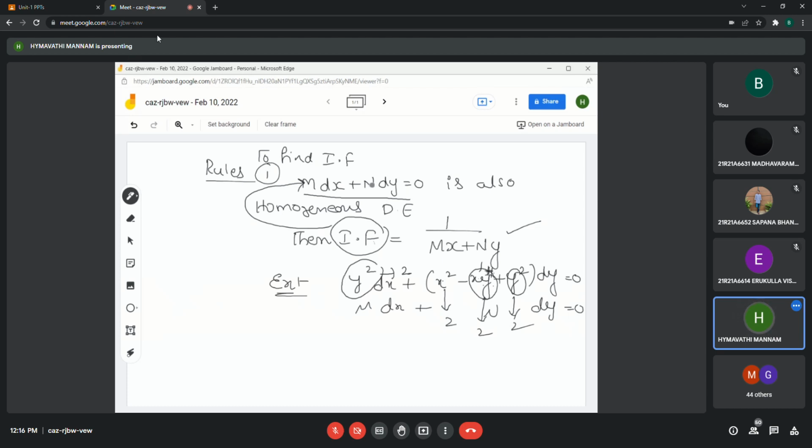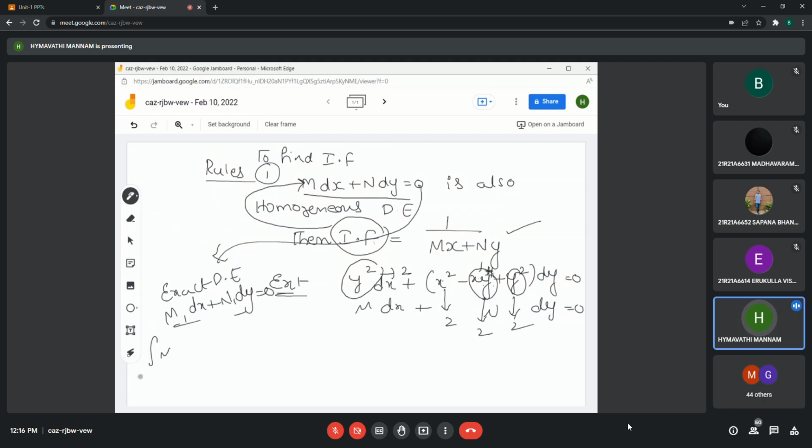Differential equation m dx plus n dy reduces to an exact differential equation. That exact differential equation, again, we write in the form m1 dx plus n1 dy is equal to 0. And again, you have to check whether this is exact or not. If it is an exact differential equation, then you can find a solution.